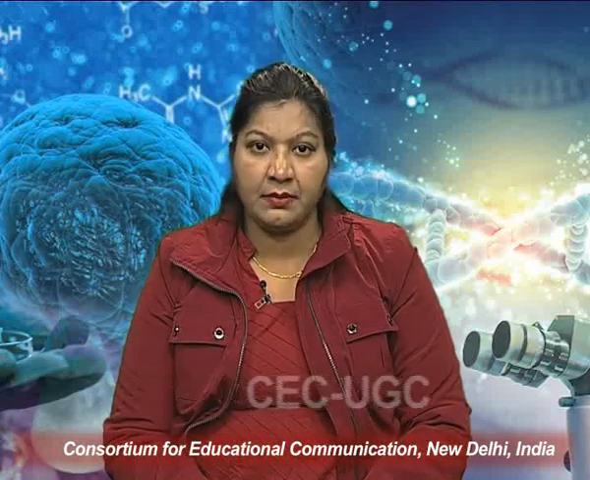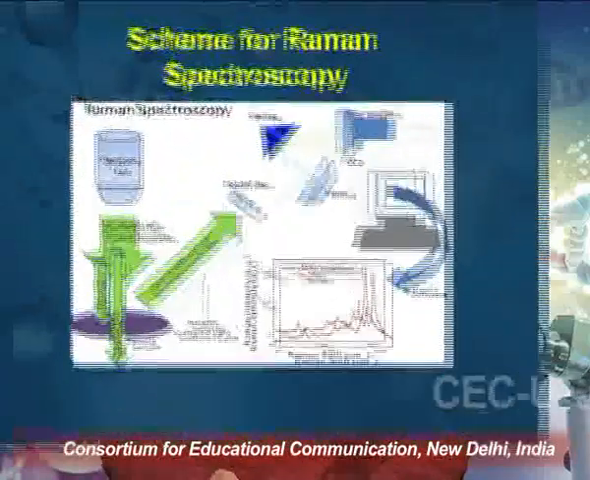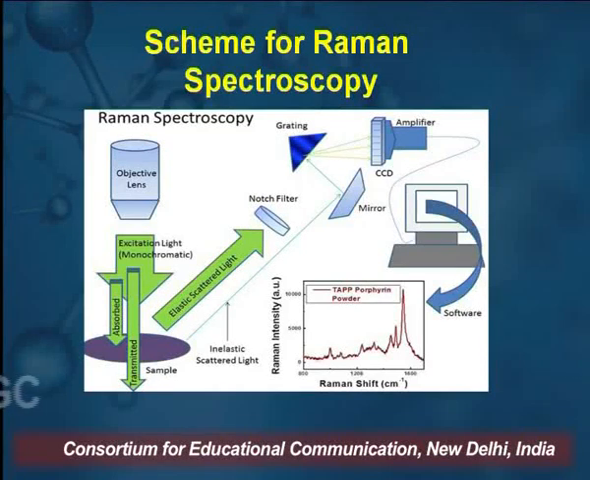Here you see the scheme of Raman spectroscopy, with the various components we already discussed: the light source, then inelastic scattering takes place, then the light goes through the filter to the photomultiplier tube, then the spectrum is recorded on the computer screen, and here we see a sample of the Raman spectra. The Raman shift we will get in the spectra. So this is the scheme of the Raman spectrophotometer.